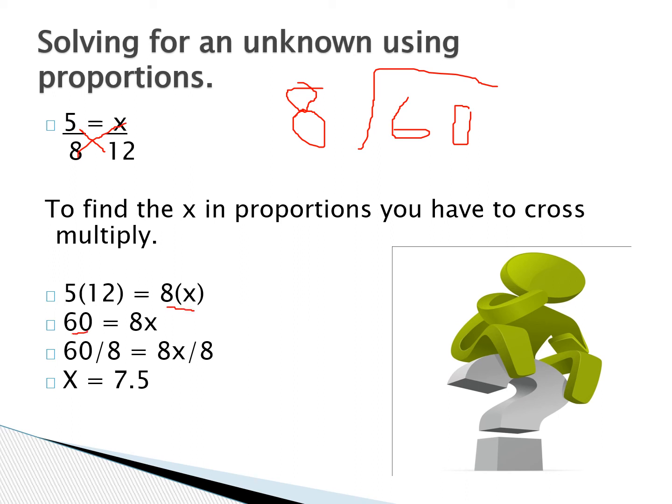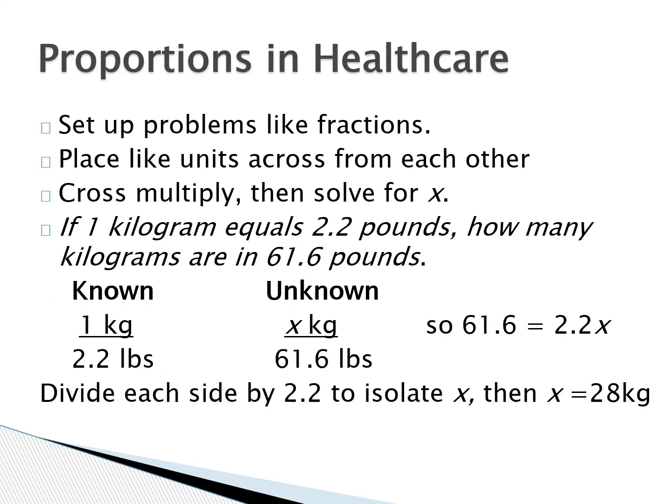So now I have 60 on one side and 8x on the other. I have to divide both sides by 8, so that cancels out the 8 here, and I have x equals 60 divided by 8, which is 7.5. Okay, so that's the more step-by-step way. You do have those to figure out on page 136, and there's another example there too.